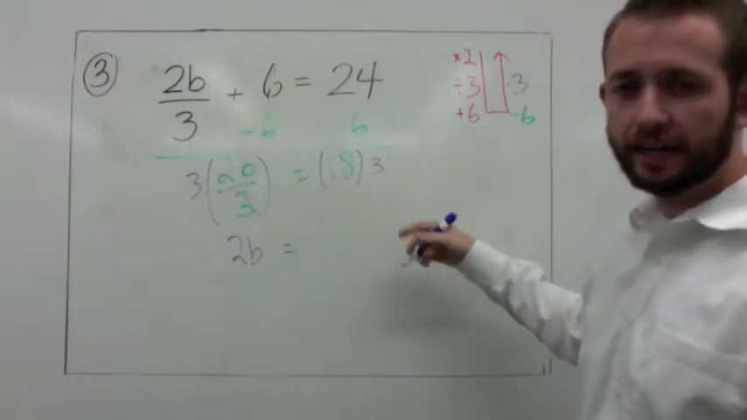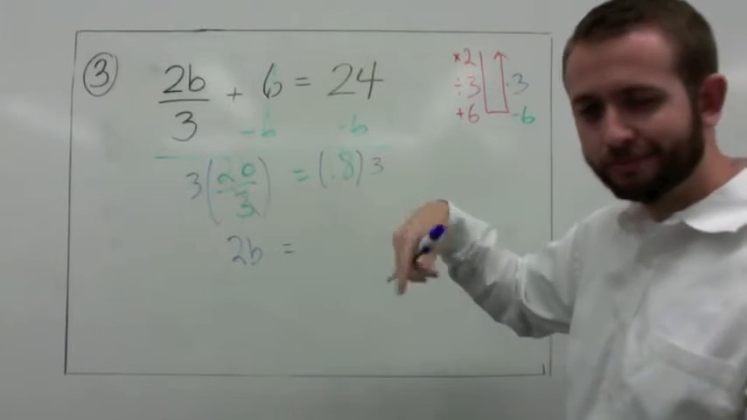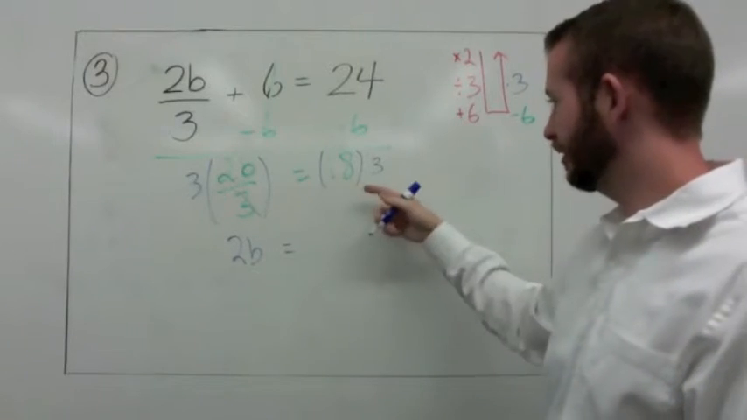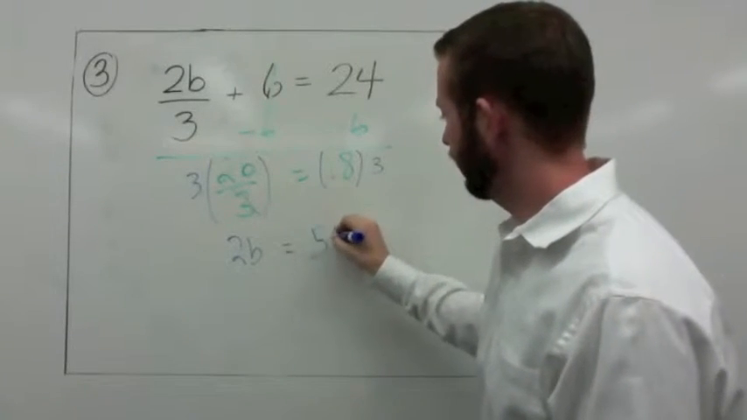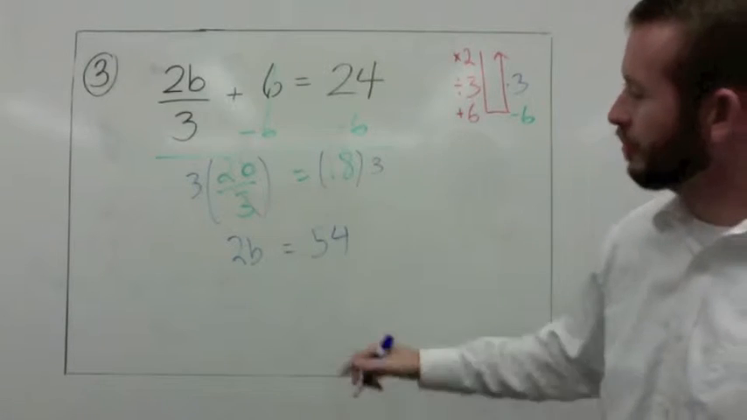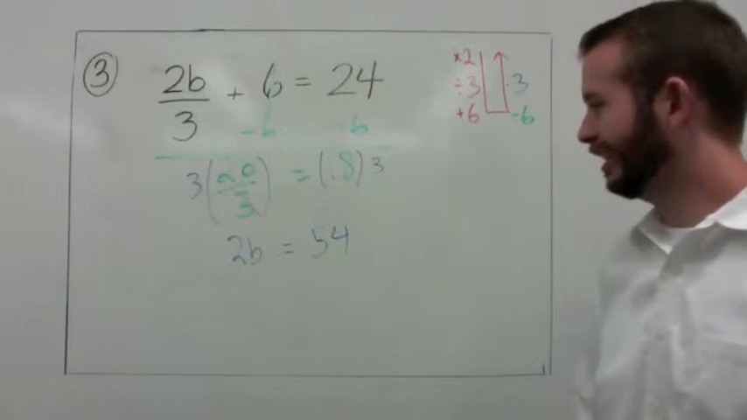For those of you familiar with the skating world, 180 degrees is half a rotation. You got 3 of those, that's 540. This is 54. If you don't understand what I just said, just accept that it's multiplication. 2b equals 54.